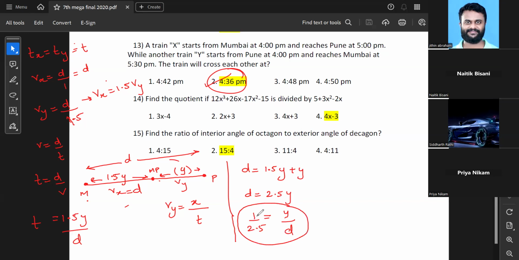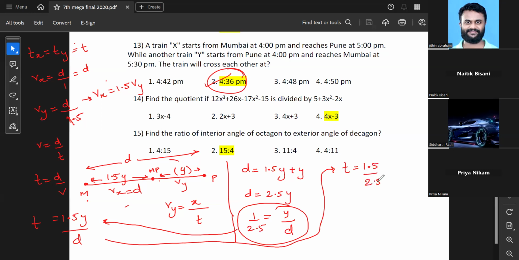So I'll substitute this y upon d over here. That will give me t is equal to 1.5 upon 2.5, which is 3 by 5 hours, which is 36 minutes. A bit shorter method. Understood, sir. Okay.